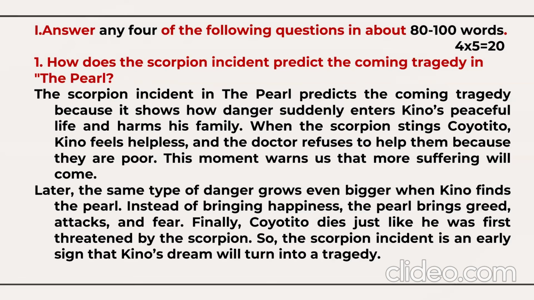Later, the same type of danger grows even bigger when Kino finds the pearl. Instead of bringing happiness, the pearl brings greed, attacks, and fear. Finally, the young baby Coyotito dies, just as he was first threatened by the scorpion. So the scorpion incident is an early sign that Kino's dream will turn into a tragedy.